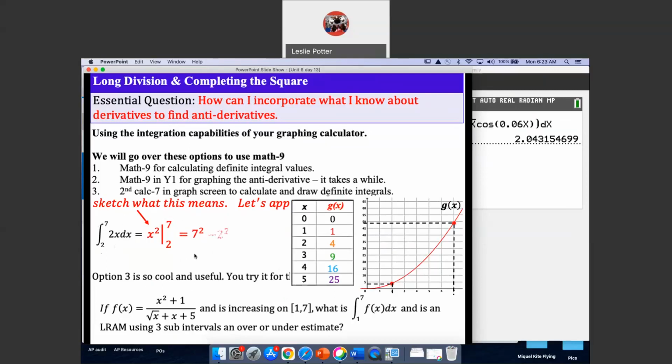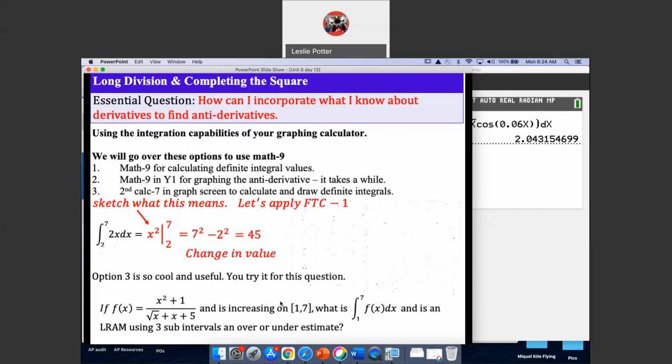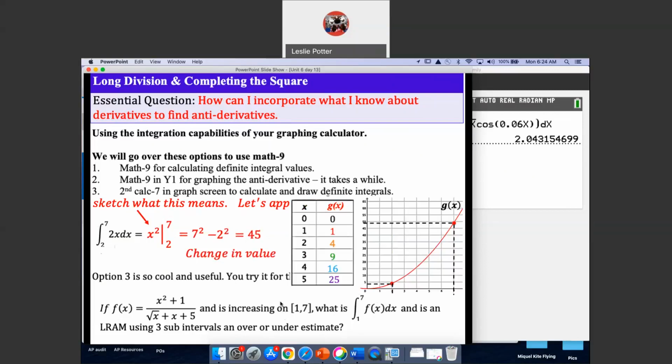So we know that this is 7 squared minus 2 squared. 2 squared is 4, 7 squared is 49, so we should have a difference of 45. That's the change in the value. Make sure you get that visual picture. The table is probably not so important, but I just brought that back because we have done this in our notes from the previous day.